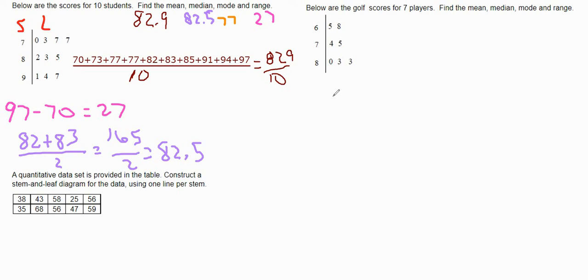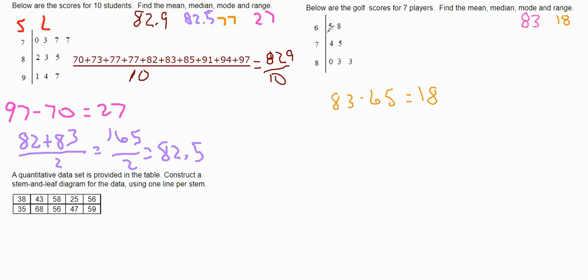And we can do the same thing for the next question. Notice there's only 7 numbers. So let's find the range. The largest number is 83. The smallest number is 65. And 83 minus 65 is 18. Mode is the number that comes up the most, and that's going to be the 83 because that comes up twice.